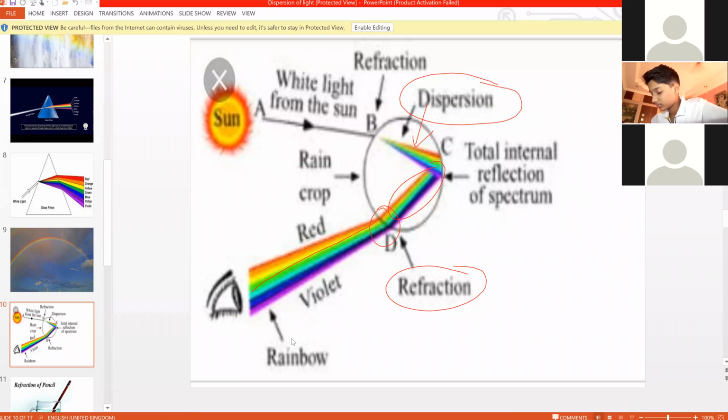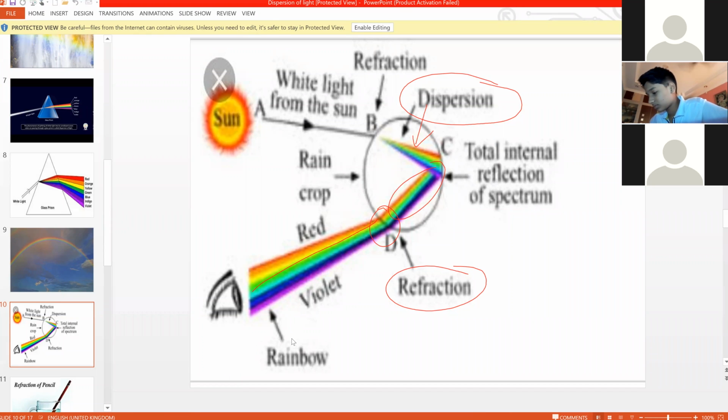The water droplets act like small prisms. They refract and disperse the sunlight, then reflect it internally, and finally refract it again when it comes out of the raindrops. Due to the dispersion of sunlight and internal reflection by the water droplets, we see the rainbow colors.